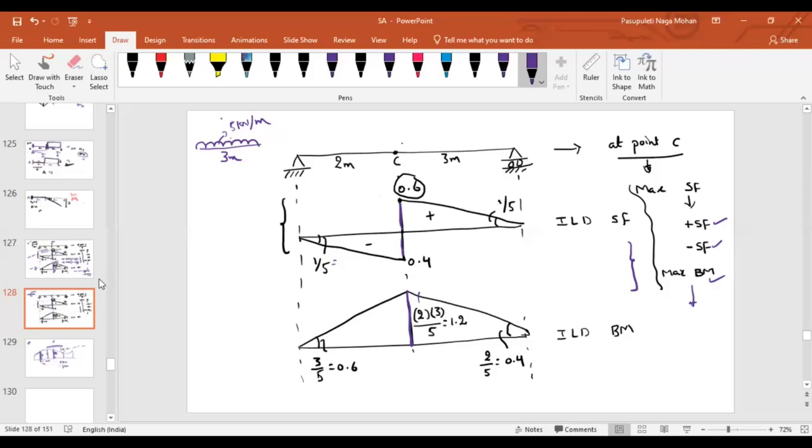Now, can you tell me, if I want to get the maximum positive shear force, where should I place this? Do I have to place it somewhere here? Or do I have to place it somewhere here? Which one would you suggest?